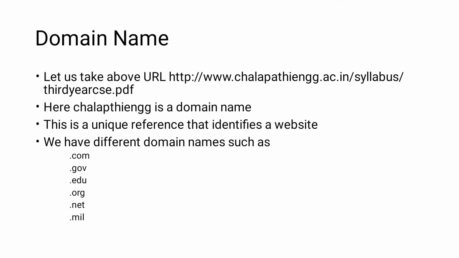So this is a unique reference that identifies a website, and we have different domain names such as .com, that is for commercial, .gov, for the government, .edu, for educational purpose, .org, organizational purpose, .net, and then .mil, that is the military. So the different sectors will use different kinds of domains, such as .com, .gov, .edu, .org, .net, .mil.